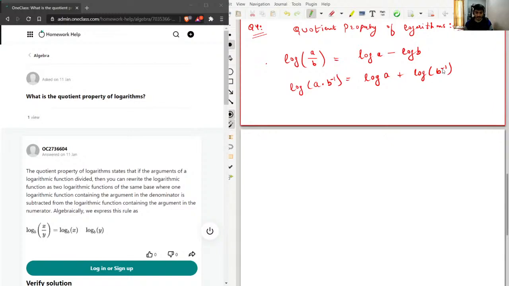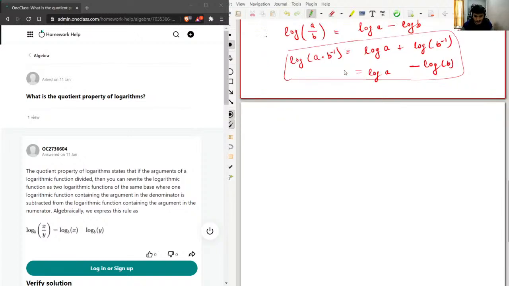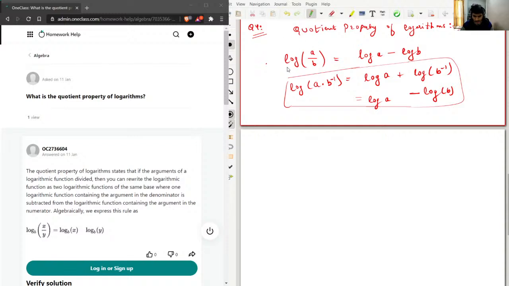Then again we can use one property in which the power of this number comes out from the log and is multiplied with it. So it becomes log a minus log b, because this minus 1 comes out from the log and is multiplied with the log itself. So this was a short derivation, but it can also confuse you. So instead, you can just go with this one only.